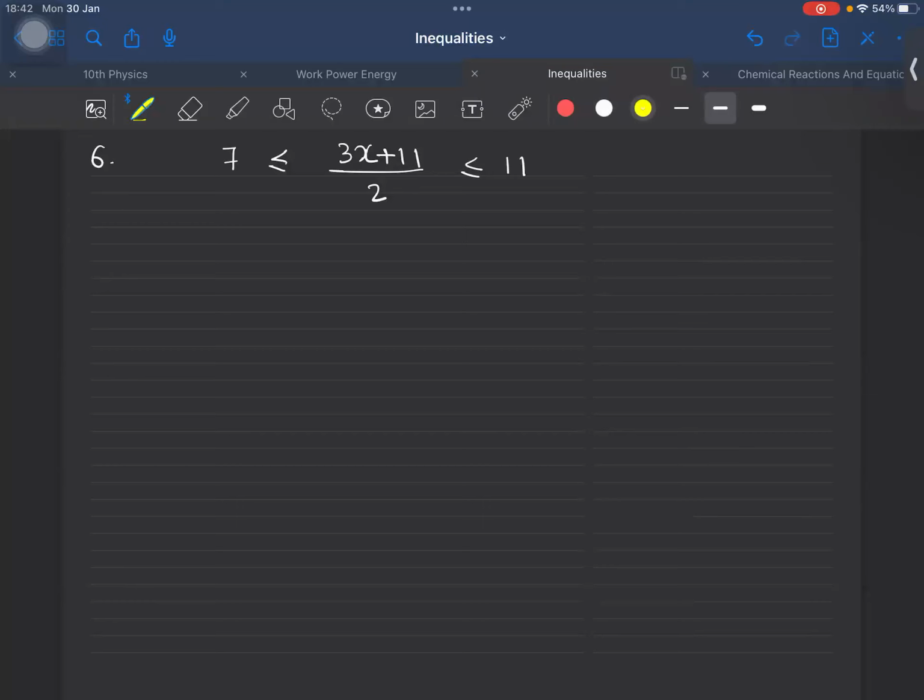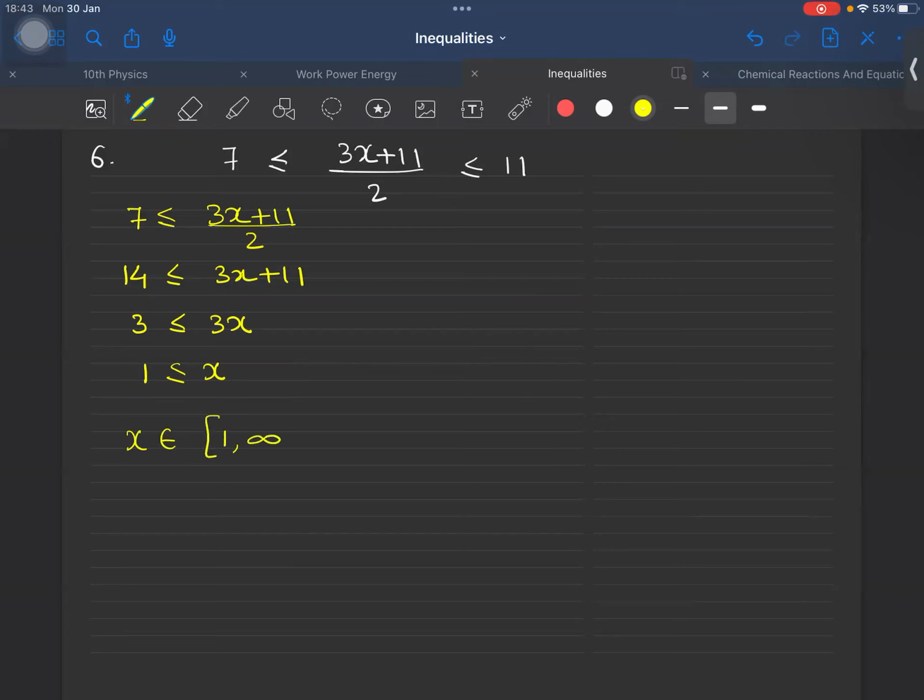So first one, 7 should be lesser than or equal to (3x + 11)/2. Now if you multiply 2 both sides, you'll get 14 should be lesser than or equal to 3x + 11. Subtracting 11 both sides, you'll get 3 should be lesser than or equal to 3x. Now divide by 3 both sides, we'll get 1 should be lesser than or equal to x. That means x belongs to [1, infinity). That's the solution we are getting.